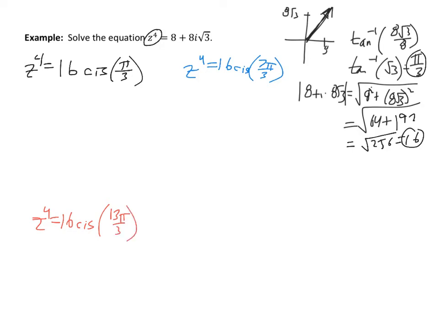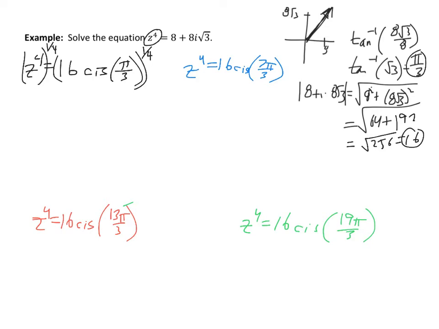And since there are 4, I could actually do it again. I could do z to the 4th is 16 cis, now this one plus 6 pi over 3. That's going to be 19 pi over 3. Great, so now I've got my setup. I've got my space for all 4 of these solutions. I'm now going to do the 4th root of both sides of this one. I'm actually going to do the 4th root of all of them, but I'll do them one at a time.